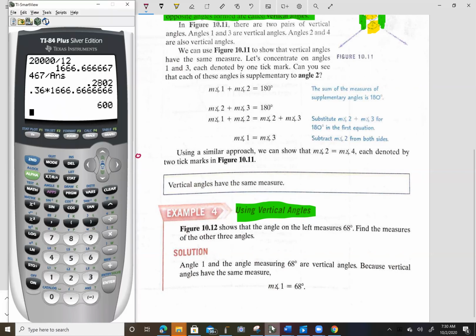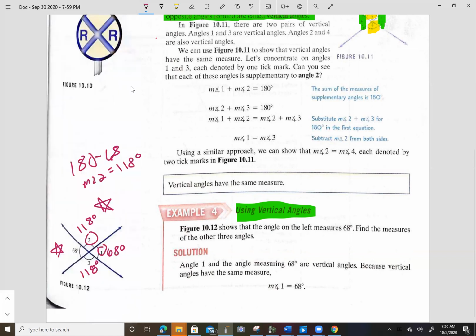Why was I not able to do that in my head? 180 minus 68 is 112. So stupid. Okay. Sorry, you guys. At least I caught it before anybody yelled at me. 112 degrees. Good.